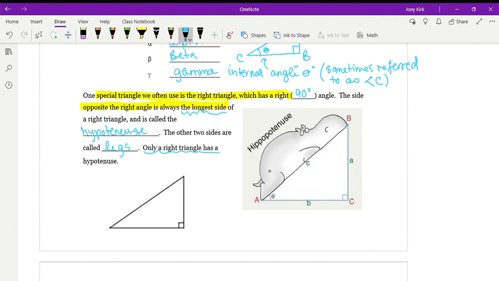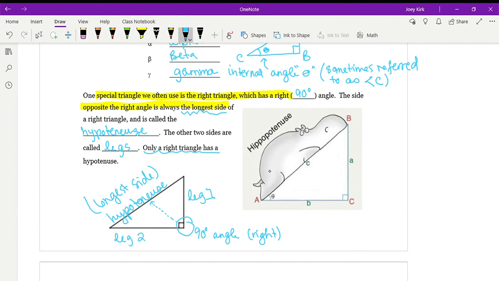So if we look at this right triangle, it's the side that is opposite the right angle. This is our 90-degree angle, which is the right angle. This is going to be our hypotenuse. And visually you can see that it's also the longest side of all three sides of the triangle. And then you have two legs, leg 1 and leg 2, and it doesn't really matter which one you call leg 1 and which one you call leg 2 as long as you're consistent with that.